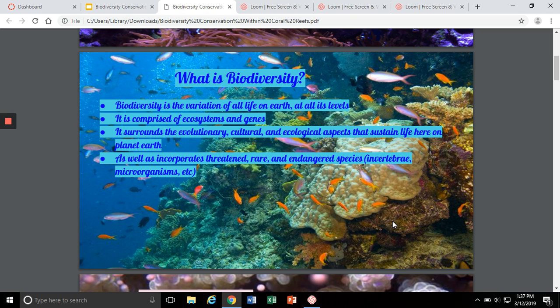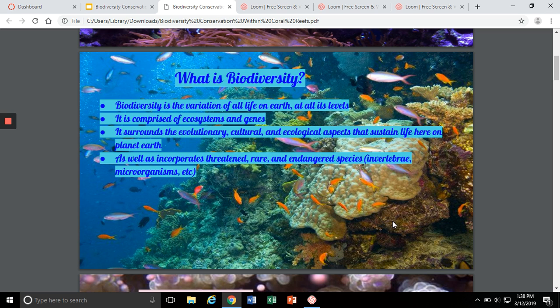To start off, you're probably wondering, what is biodiversity? Well, biodiversity is the variation of all life on Earth at all its levels. It is comprised of ecosystems and genes. It surrounds the evolutionary, cultural, and ecological aspects that sustain life here on planet Earth, as well as incorporating threatened, rare, and endangered species, such as invertebrates, microorganisms, etc.